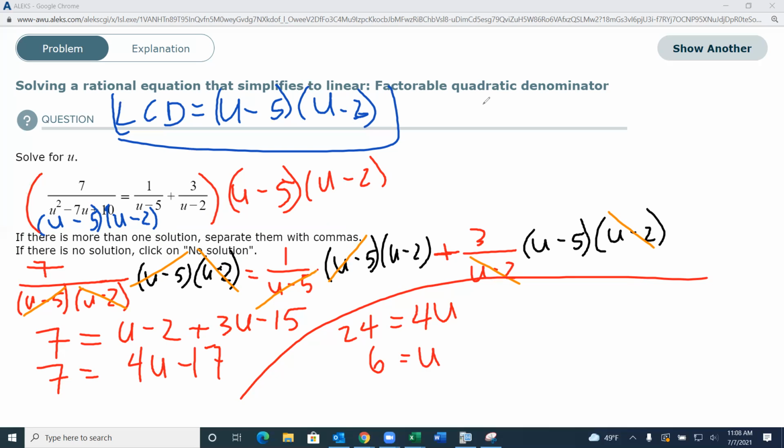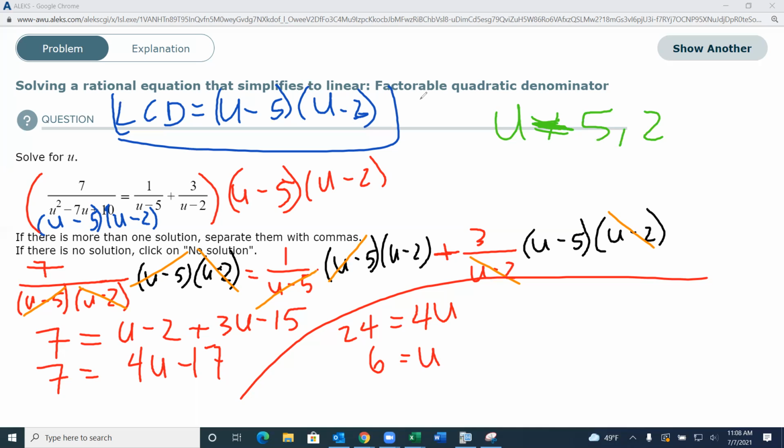Now, we can tell by the denominators. If we set those denominators equal to 0, we can tell that the variable cannot equal 5 or 2. If it equals 5 or 2, the deal is off, because it'll make at least one of the denominators equal to 0, and you're not allowed to divide by 0. It doesn't work. It doesn't make sense. So you have to check your answers.